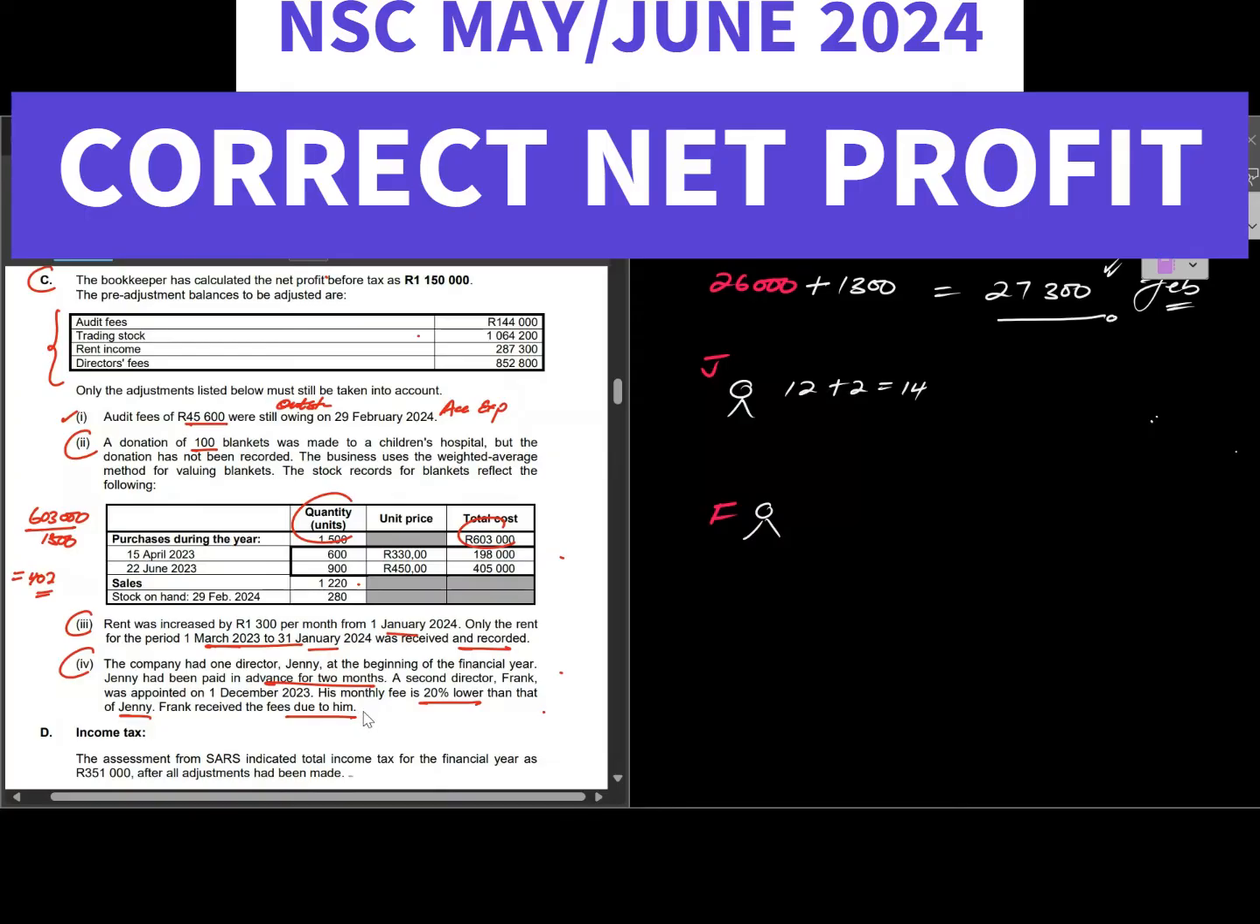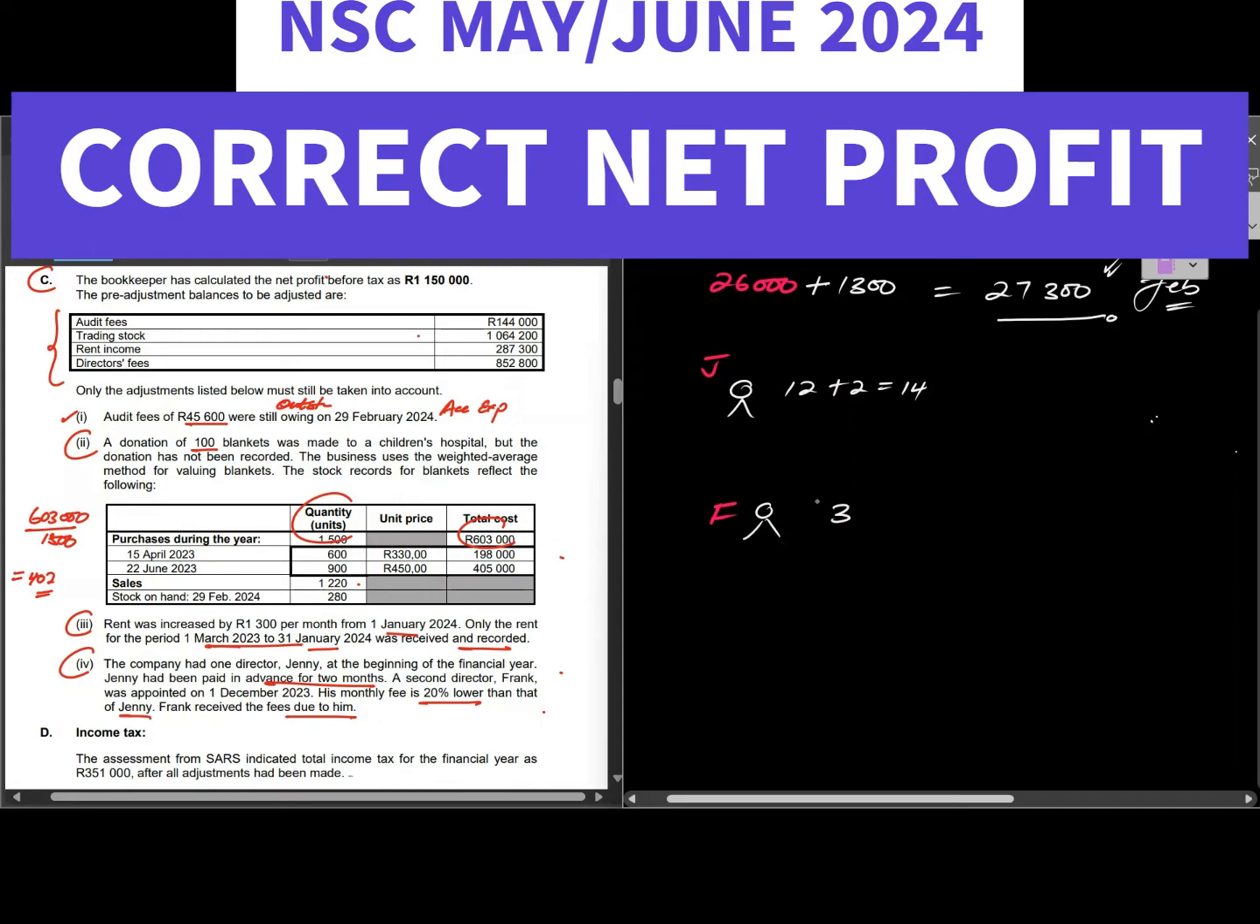So we're going to count December, January, February. So we have 3 months. Okay, and we don't owe him anything. Now, we understand that for Jenny, her director's fees were complete. They were 100% because there was no change in them. But for Frank, the new guy, he is not going to get the same salary as Jenny. Rather, it will be 20% lower. In other words, he's going to get 80%.